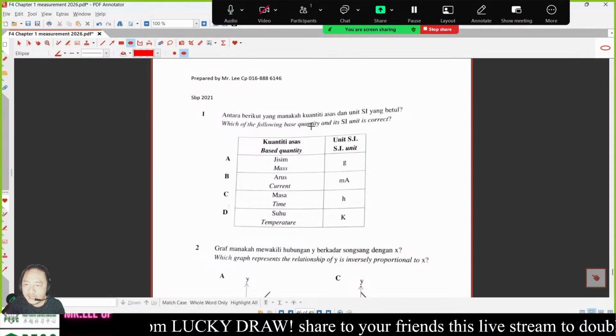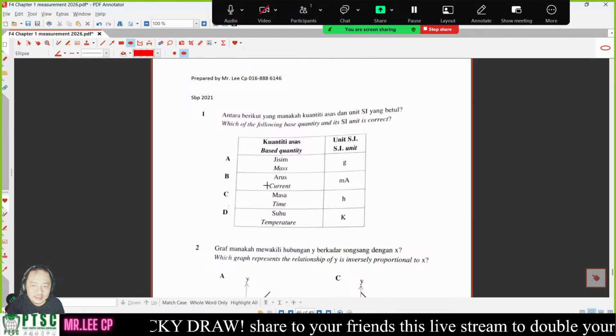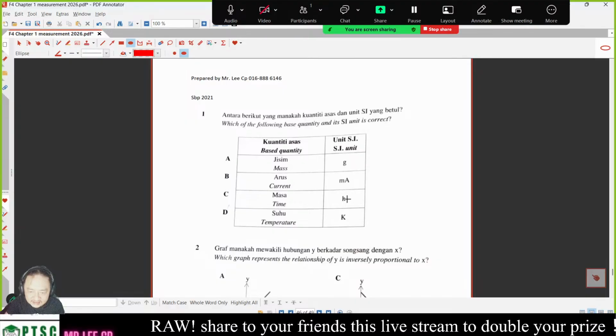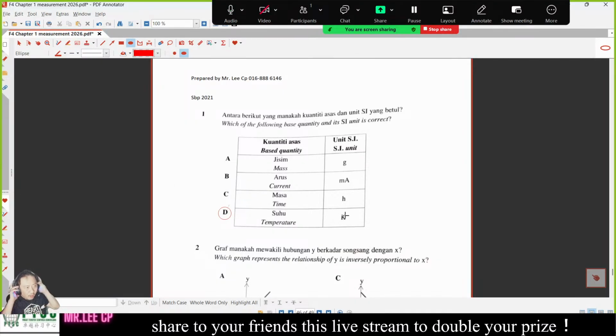Which of the following is a base quantity and SI unit is correct? Mass is in kg. Current is in ampere. Time is in second. Temperature is in Kelvin.